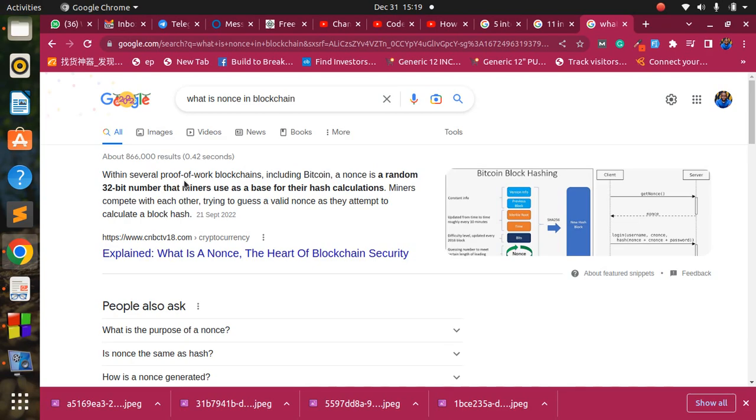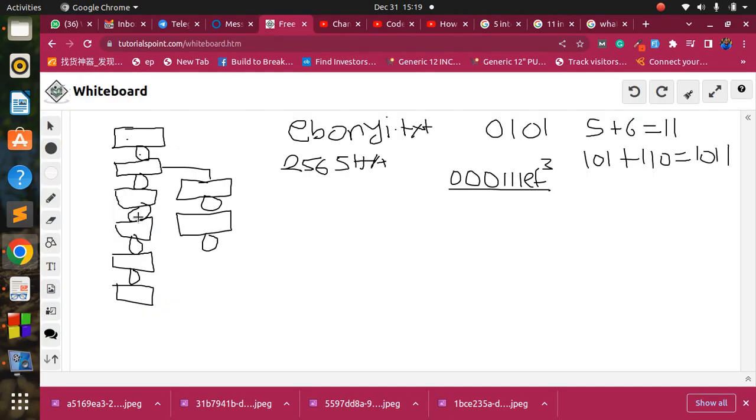I think Stellar Lumens doesn't require proof of work, for example. Now, that miners use as a base for their hash calculations. Miners compete with each other, trying to get a valid nonce, which means finding that key as they attempt to calculate a block hash and then add it. That's what it's all about.